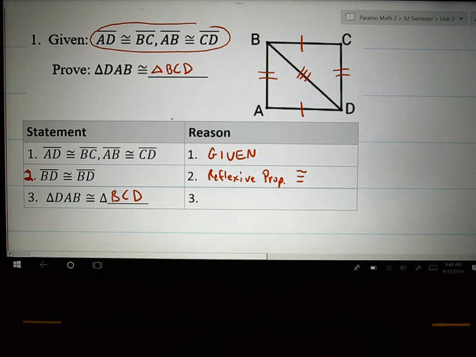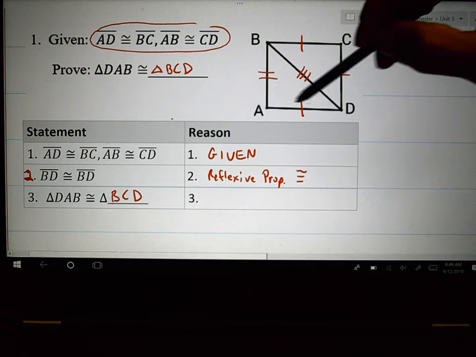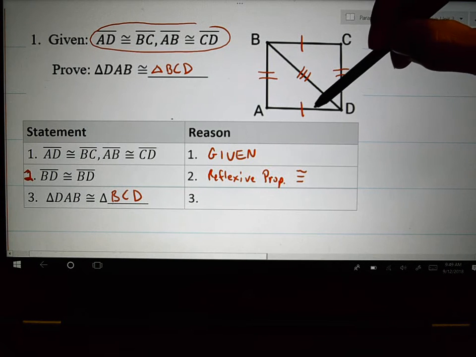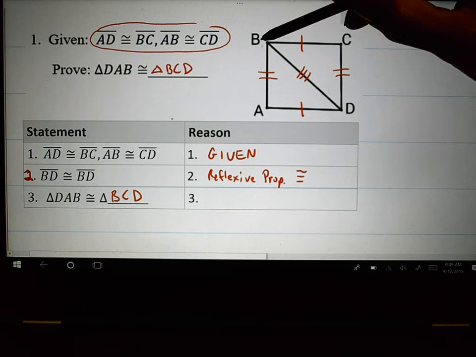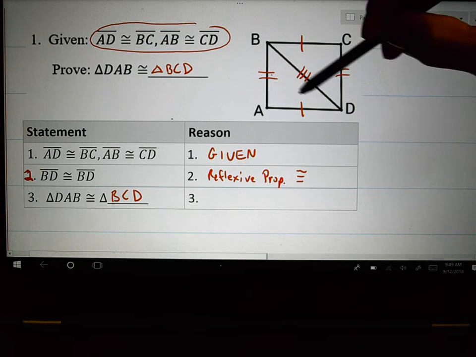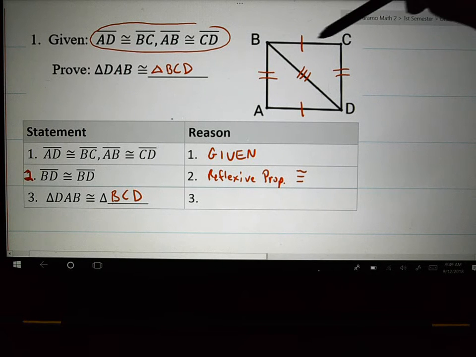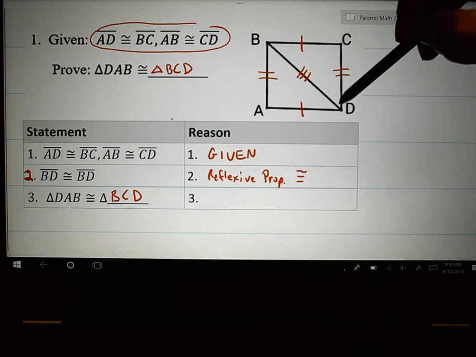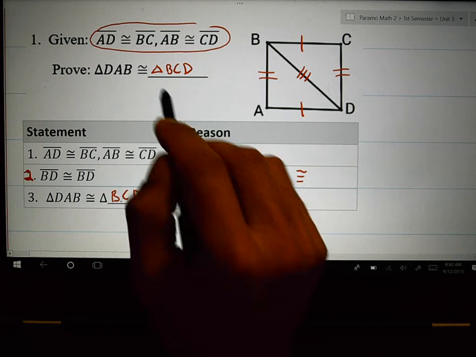Macy? No, it cannot. Because we started with D, then we went to A. We went across the single one mark, single. Then we went to the B, which was the double. I have to go from a single to a double. Otherwise, it wouldn't be corresponding matching parts. It has to be BCD.